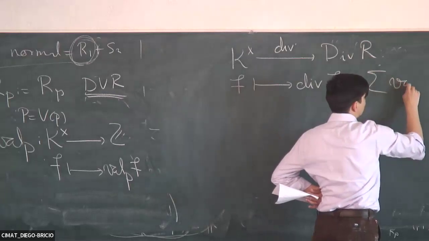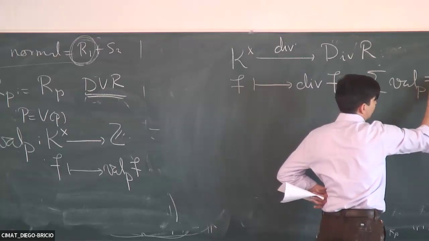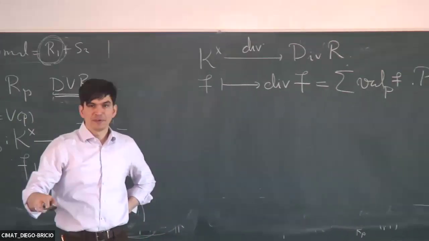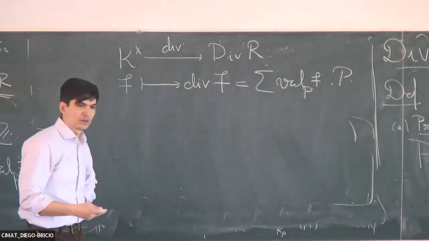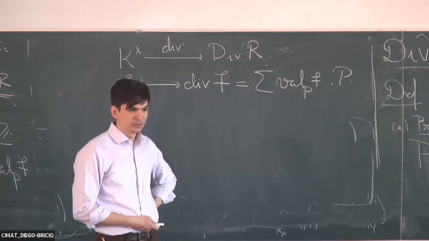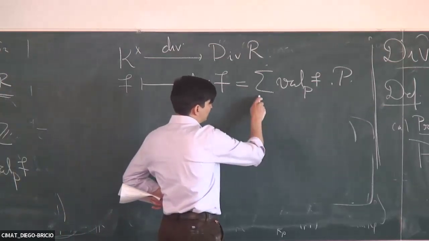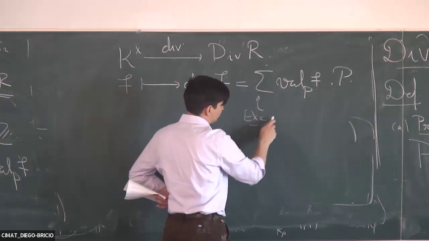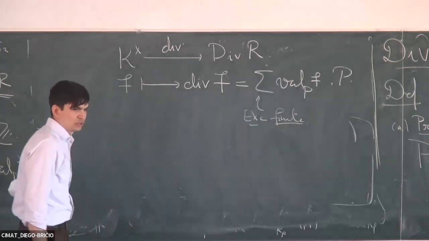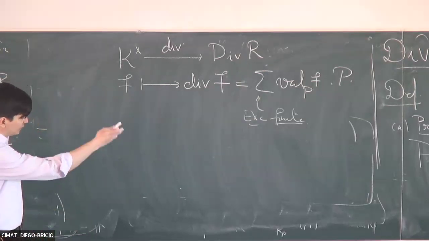You simply do the bookkeeping, you keep a record of the evaluations of this function at every single P. So the divisor of a meromorphic function is just the record of zeros and poles of that function with the respective orders. Okay? Well, the first exercise is to prove that this is finite. It's not difficult. A function cannot vanish at infinitely many points or have infinitely many poles.